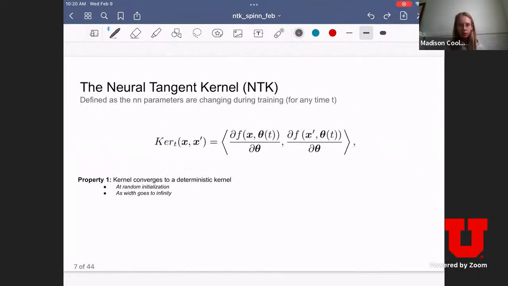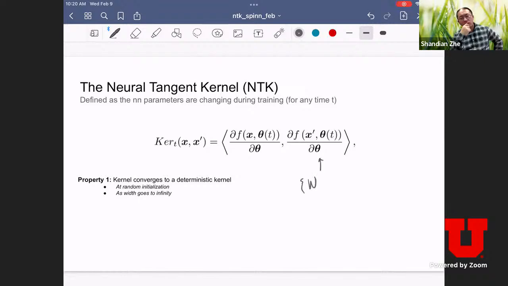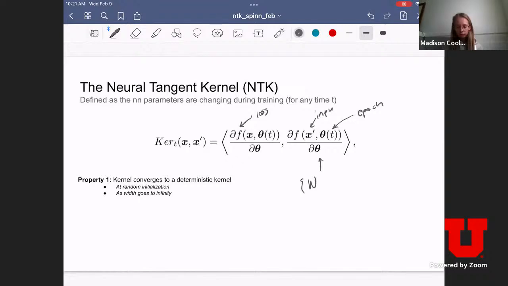Jacot and others showed that this kernel actually converges to a deterministic kernel upon random initialization as the width goes to infinity. Theta t here means the model parameters after t updates, or t training epochs. f is a loss function. And x is the input. And theta are all the network parameters.